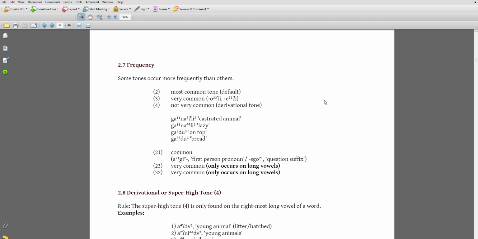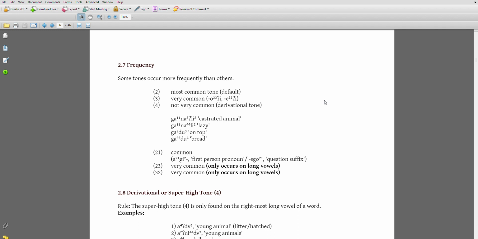So, gonotly, that's a castrated animal. And then you apply the derivational tone and you have gonolly, lazy. Gatu means on top. And then if you apply the derivational tone, gadu means bread, because it rises to the top. 2-1 tone, that's common.